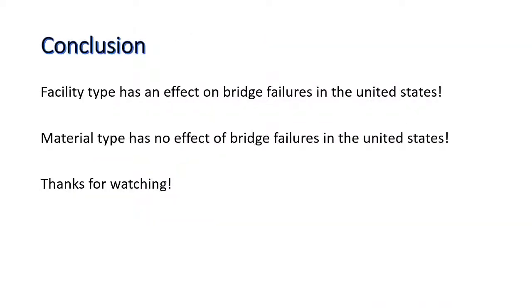Since we rejected the null for the facility type, we can assume that it has an effect on bridge failures in the United States. While for material type we failed to reject the null, we can assume that it has very little to no significant effect on bridge failures in the United States.